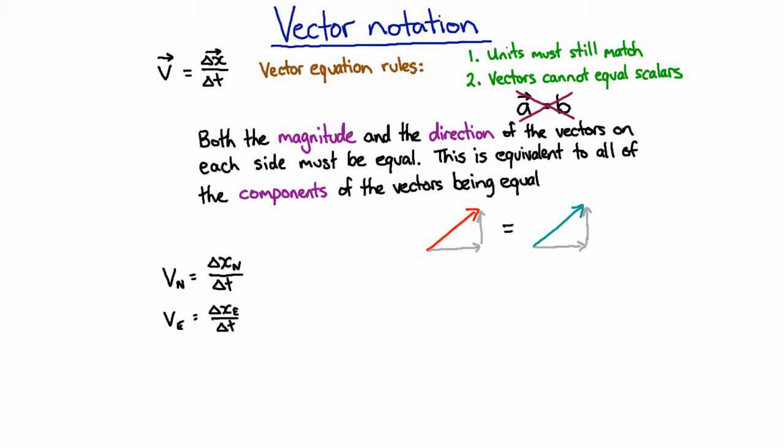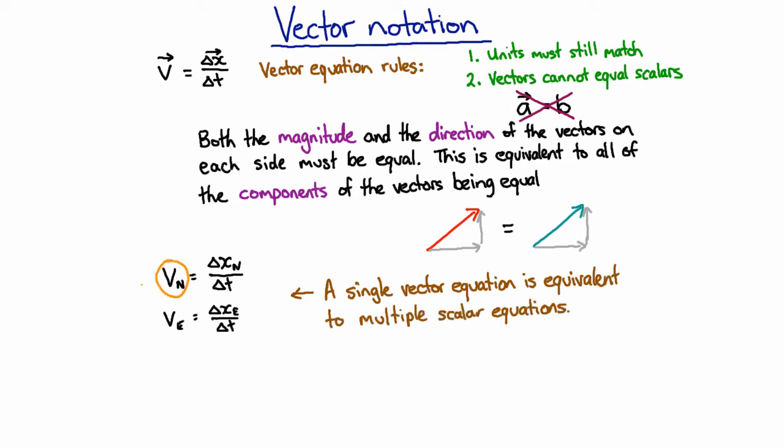So what that means is that one vector equation is equivalent to multiple scalar equations. The velocity in the north direction is just a number, and this is just a number. The velocity in the east direction is just a number, and this is just a number. So these are scalar equations. And this one vector equation is equivalent to those two scalar equations. Or if we were talking about the vertical direction as well, it would be equivalent to 3 scalar equations.